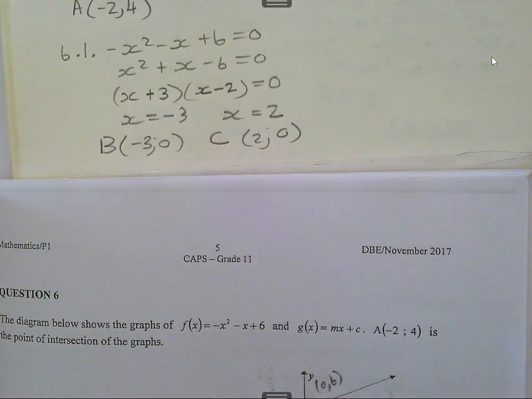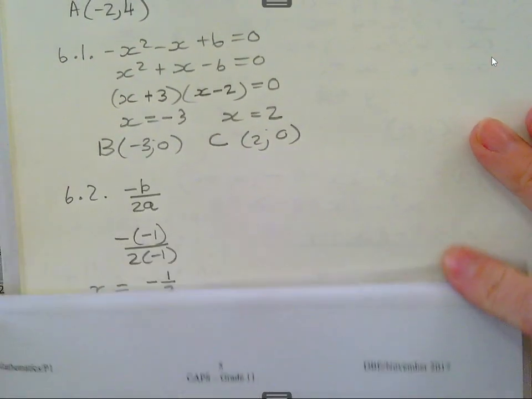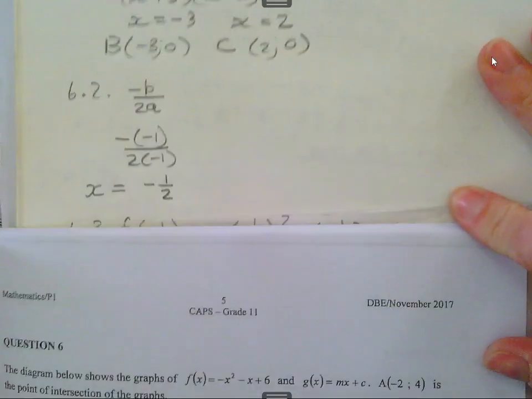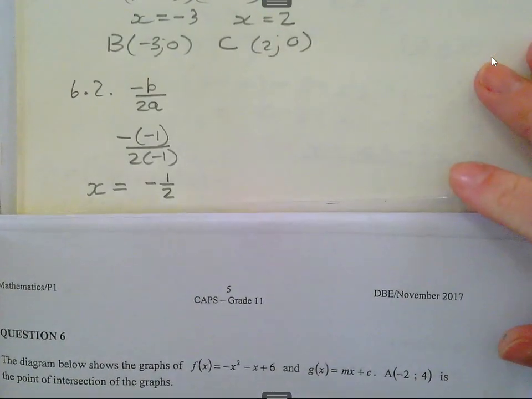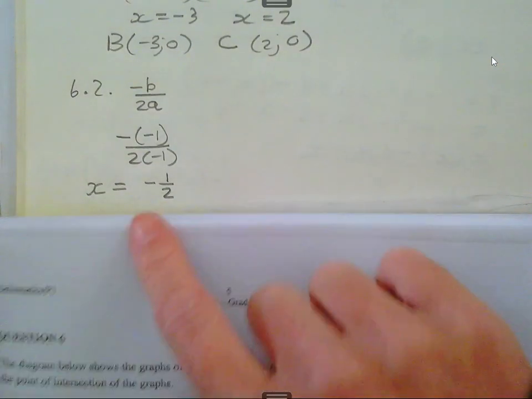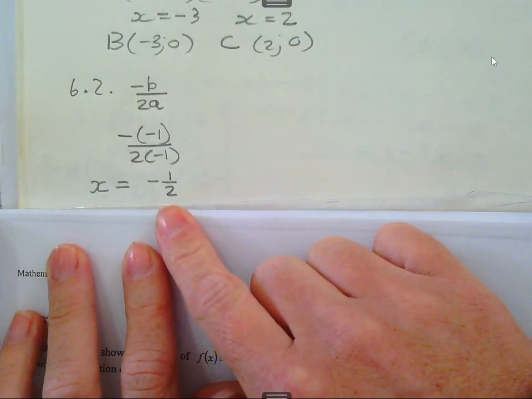You know how we calculate the x value of the turning point or the axis of symmetry? What's that formula? Minus b over 2a. So I'm going to write that down, substitute, and then I get x equal to negative a half. If I had to calculate the x value of the turning point, you only needed to do the sum and get negative a half.